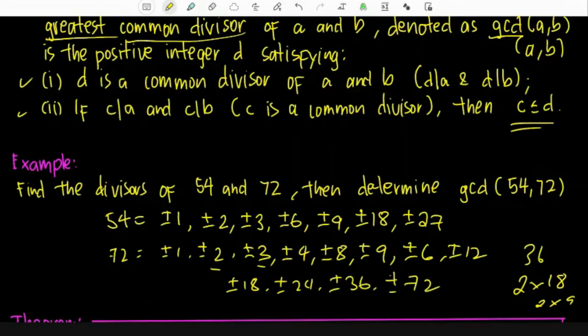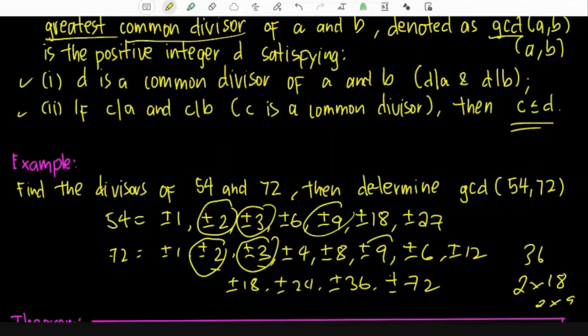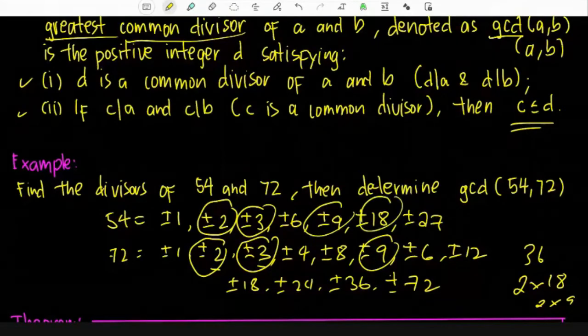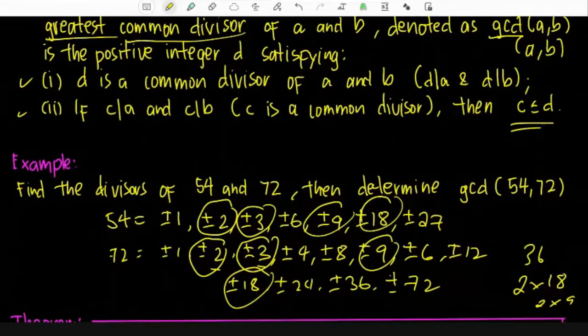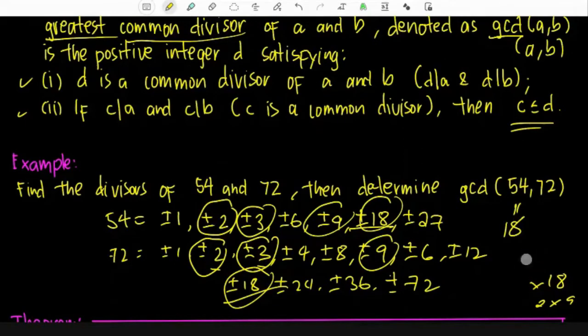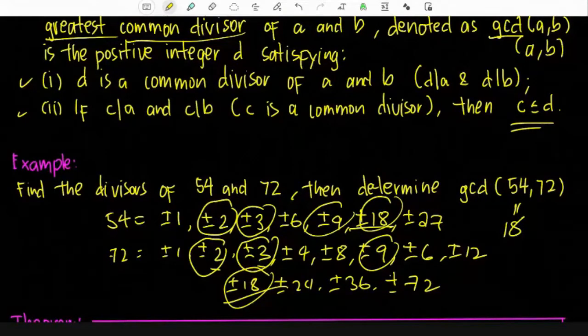So, alin yung common divisor? Hanapin mo lang. Ito, common. Ito, common. Alin pa? 9, common. 18, common. Wala na. So, those are the common divisors. So, by definition, of all these common divisors, hanapin mo yung pinakamalaki. Sa mga common divisors, ang pinakamalaki, 18. So, ibig sabihin, this is equal to 18. Of course, alam ko na meron pa kayong ibang technique para mahanap yung greatest common divisors. Eventually, we'll go there. Iniisa-isa lang natin yung definitions.